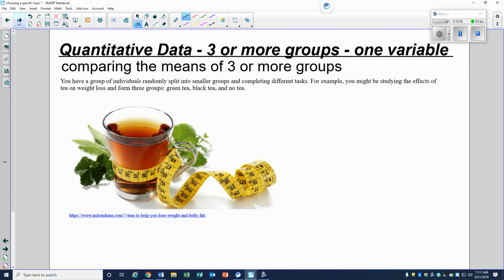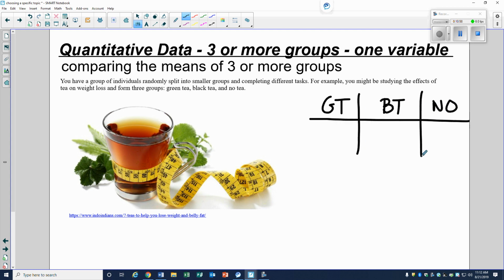Okay. And finally, this is quantitative data with 3 or more groups, 1 variable. So let's say you have a group of individuals randomly split into smaller groups. For example, you might be studying the effects of weight loss on groups of green tea, black tea, and no tea. But for all groups, you're looking at weight loss. This is another way that you could approach quantitative. This is very similar to a previous one, the difference being we've got 3 or more groups that we're looking at instead of 2.